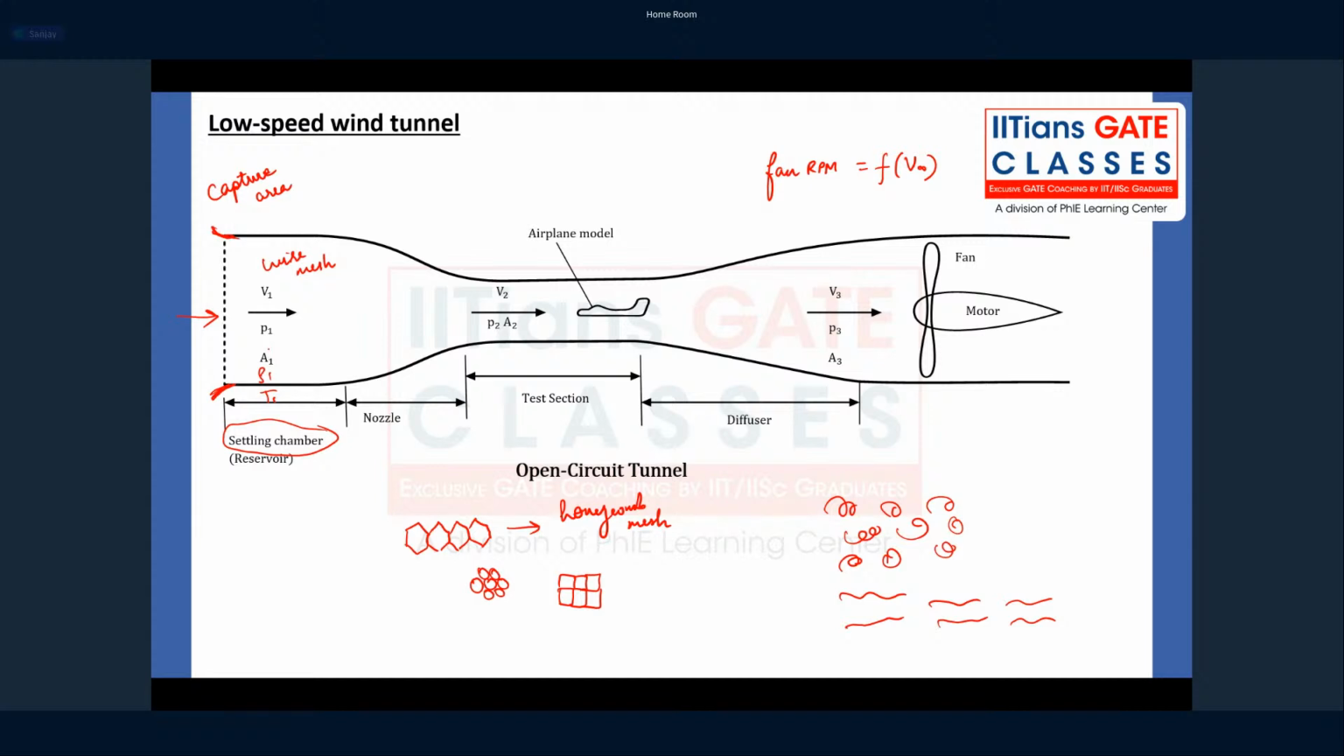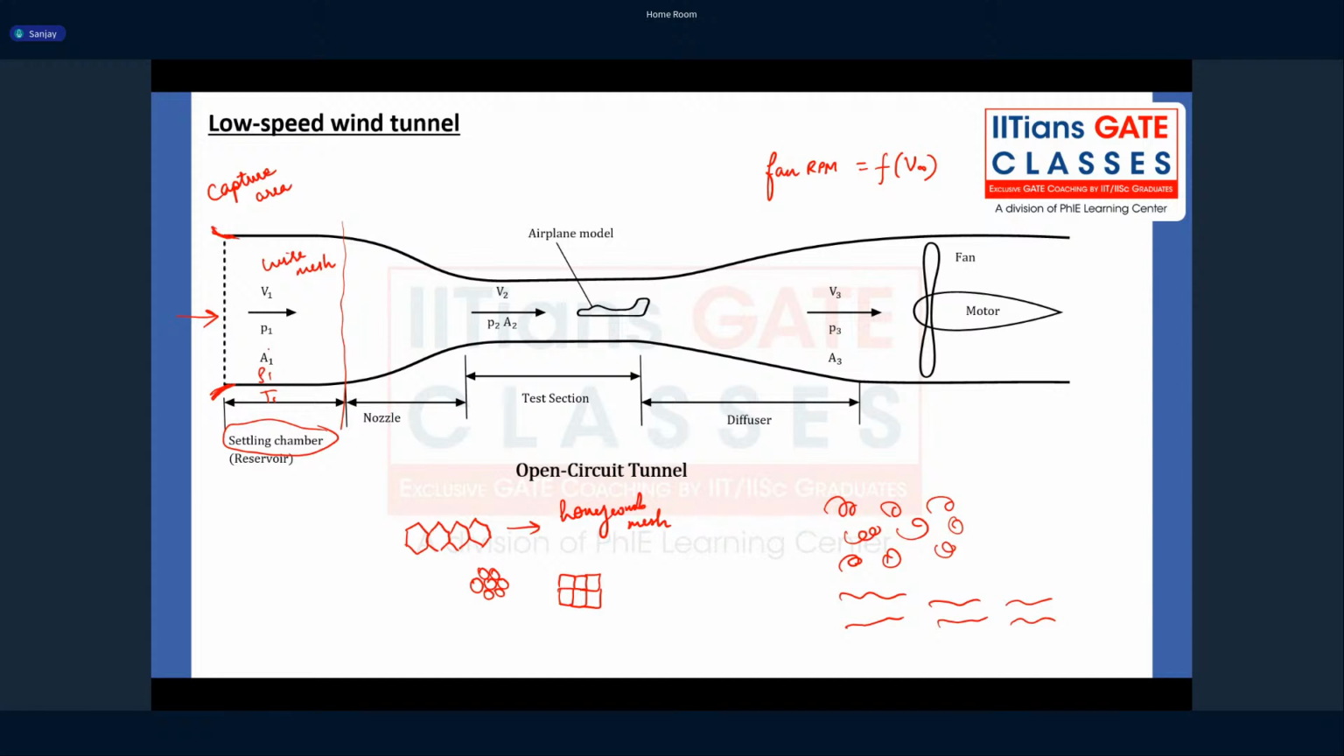Now what happens once the air has reached the end of the settling chamber? The settling chamber is a constant area section, so nothing changes the property of the air. But we don't want that velocity in the test section. The test section is where we test the models. So there we want to mimic the flow conditions, right? So we want a different flow condition.